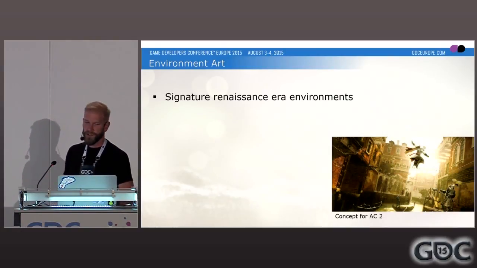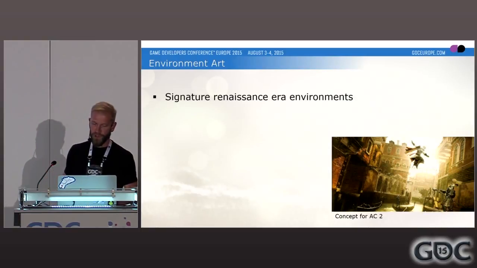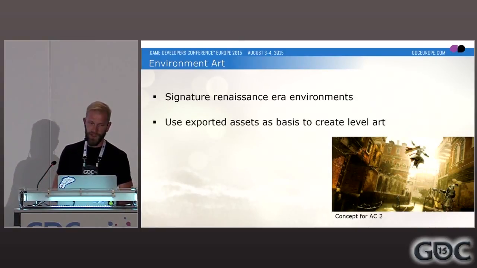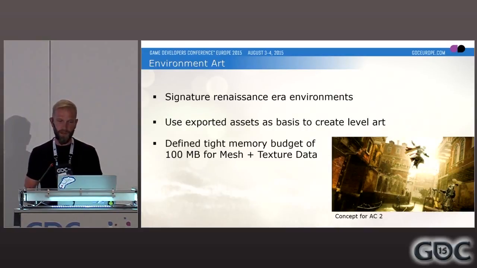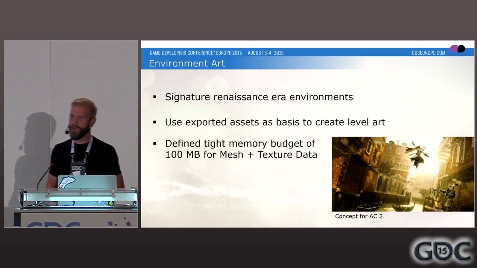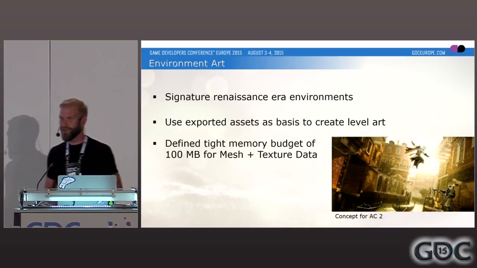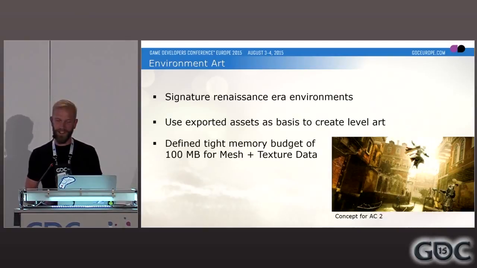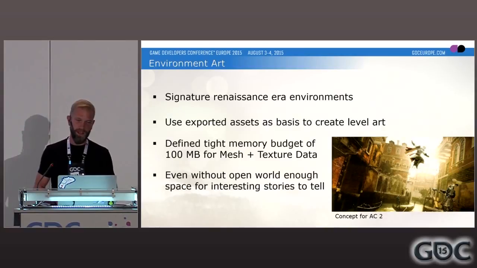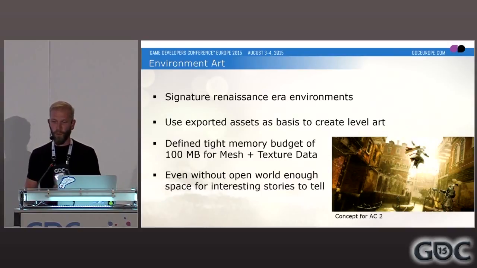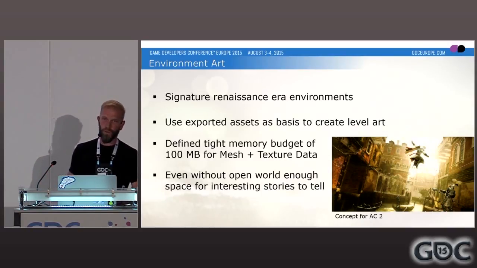So there's some concept art for Assassin's Creed 2, where you have the colors and the original feeling for the game. We wanted to have the basis with the original assets to get that done, but we had a very tight memory budget for sure. It's a mobile game, so we defined 100 megabytes that should be enough for the level art to fit in, which turned out to be a really tight limit. But we needed something big anyway, because we still wanted to deliver some sort of open world-ish gameplay, even using levels. So we used Unity, and we did not create an open world game for sure.